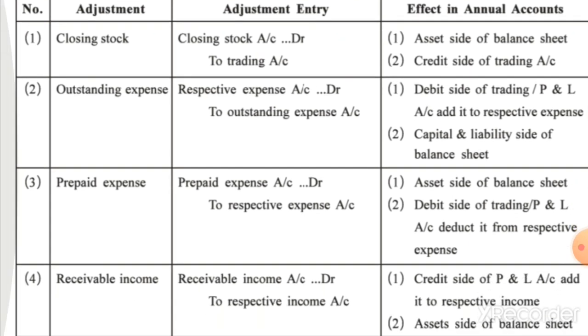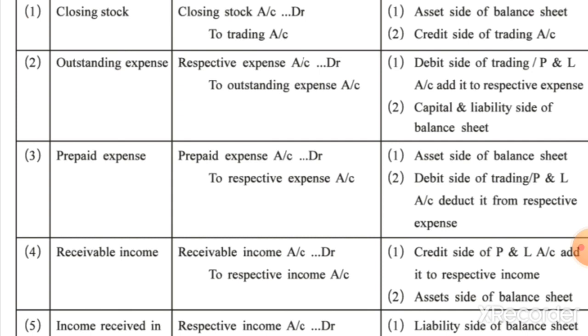Okay, so next one, that is receivable income. Receivable income account debit, respective income account credit. Receivable income means the income which has not been received at present, but at a later date you will be receiving that amount of income. So it would be profit or gain for the firm because at a later time you'll receive that income, so it will be recorded on the credit side of P&L account. It would be added to the respective income.